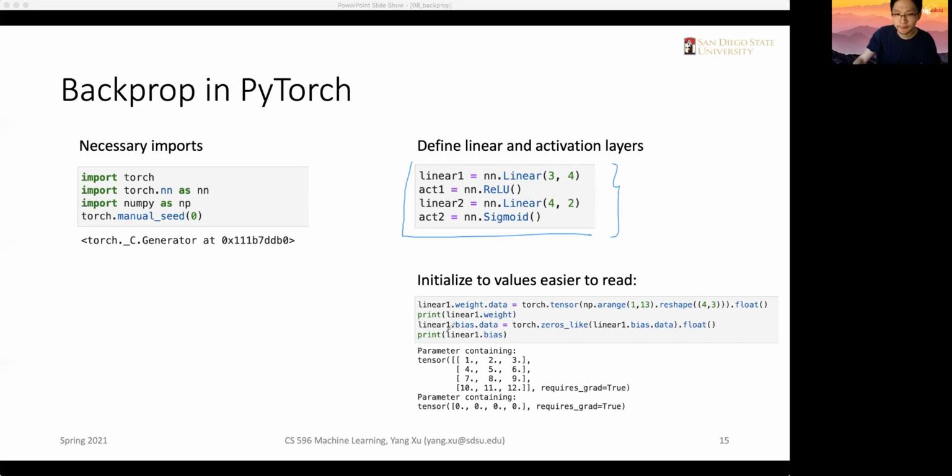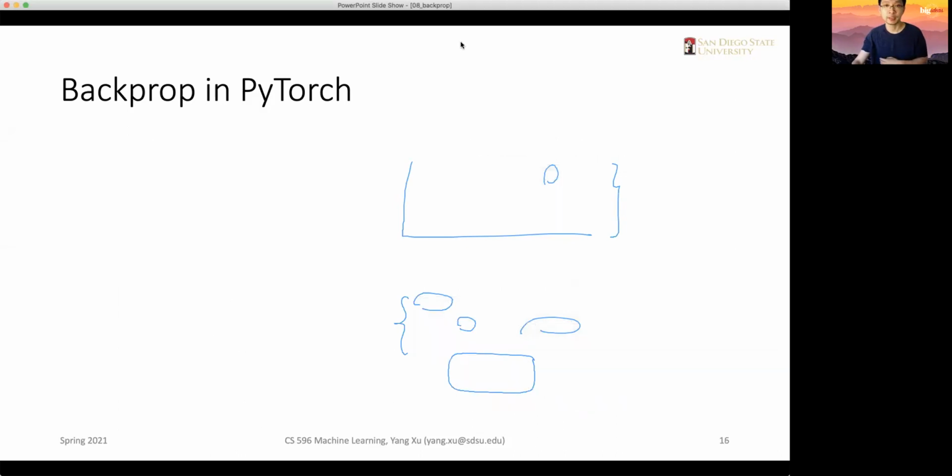So we will initialize the weight for layer 1 to be a matrix like this. It will be a 4×3 matrix, so the input would be of size 3 and the output would be 4. And the bias, we make them all zeros. All right, that's for layer 1. We'll deal with layer 2 later. So we will first focus on the forward and backward on layer 1.